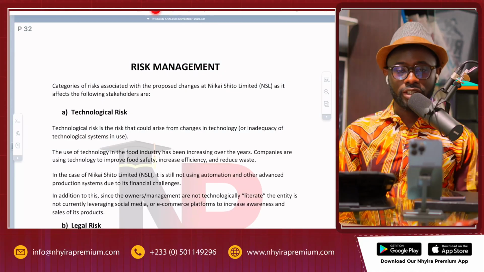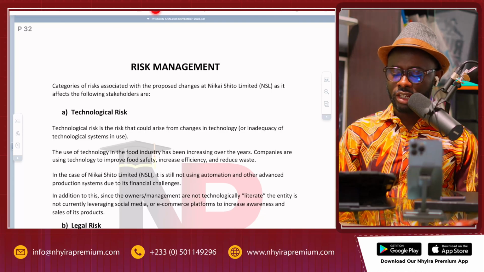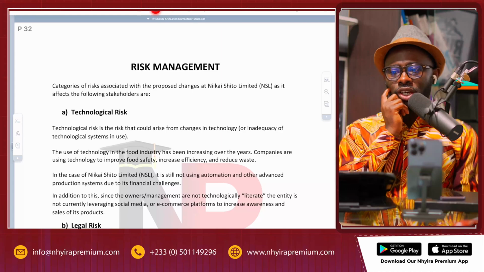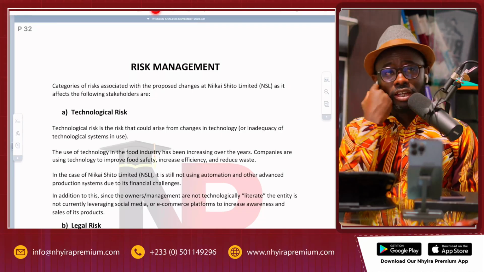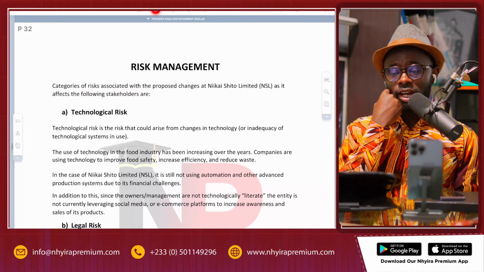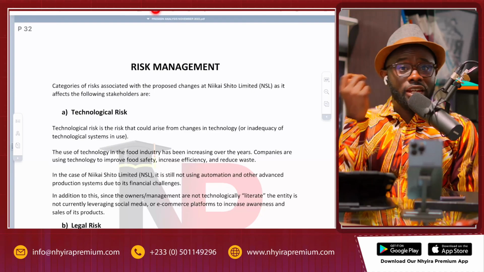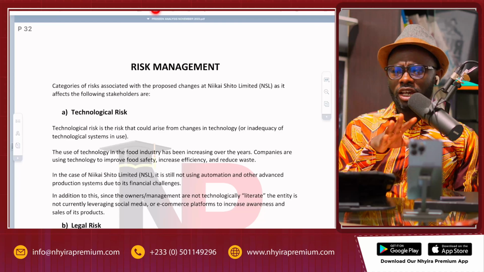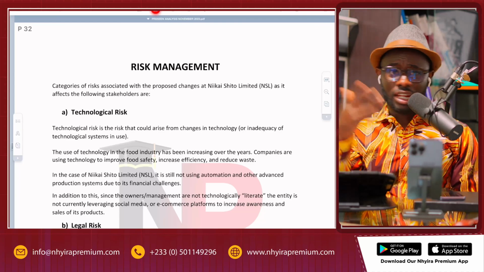Right. So we mentioned that the entity is exposed to a number of risks. So the examiner can throw a question at us to identify the risks that NSL is exposed to, and then how they can manage that risk generally. Or the examiner can just say identify the risks that they are exposed to.